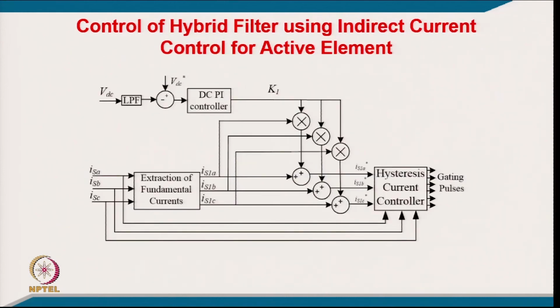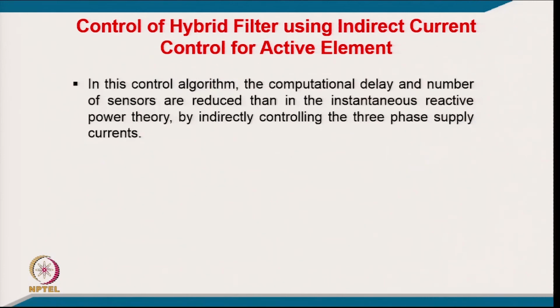Coming to the control of the hybrid filter using indirect current control, this is what we have here. We are sensing the supply current, estimating the fundamental out of it, and then we regulate the DC link voltage. We take a low pass filter because a DC component is there, then we put a PI controller, which we consider as a gain, and we multiply this gain with the fundamental one, and then we add it with this. So, we get the virtually added gain. So, we get the fundamental current, and along with the sensed current we are able to get the gating signal for the hysteresis current controller for this indirect current control.